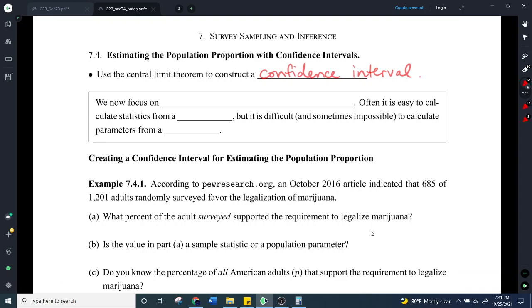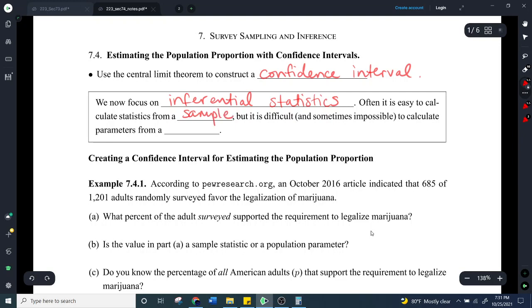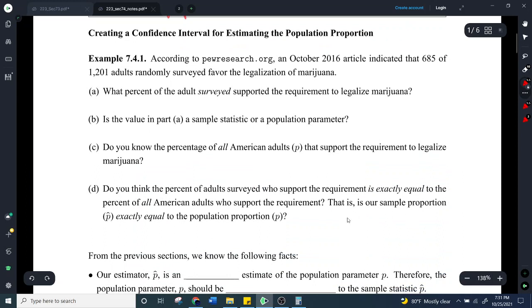So we now focus on inferential statistics, or statistical inference, same thing. Often it is easy to calculate statistics from a sample. We can always calculate statistics based on our sample. That's easy because the sample is right in front of us. But it's difficult and often impossible to calculate parameters from a population. So remember, what we do is we take that sample and we use information about that sample to make generalizations to a population. And that's what a confidence interval is going to tell us. So let's look at an example of where we would use this.